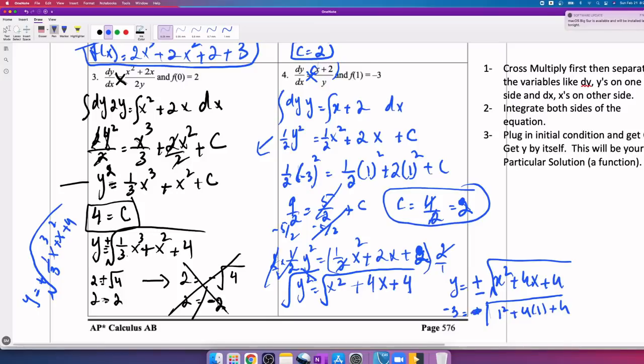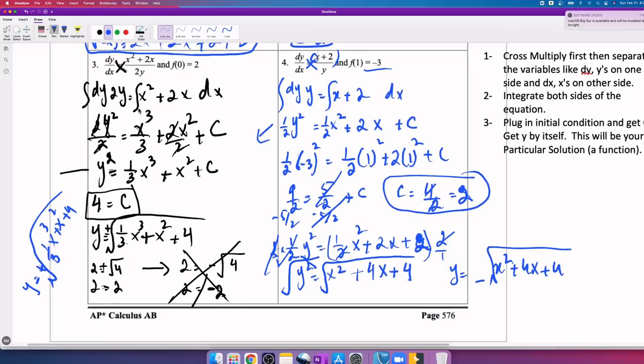It means negative is going to work because my y value is negative. So I'm supposed to have a negative answer here. So it's negative 3. So negative is my answer. I'm going to erase all of this and erase positive. And my answer is y equals negative square root of x squared plus 4x plus 4.